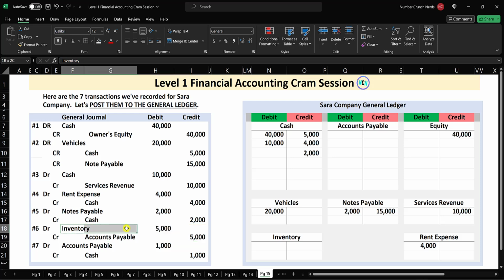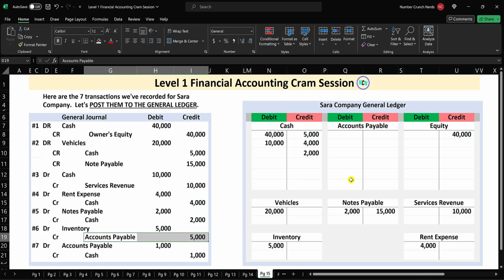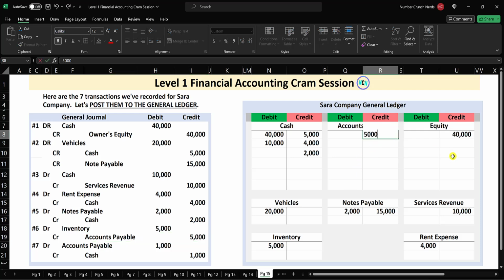Next entry. This is when she started to purchase inventory on account. So we have the asset inventory for 5,000. Assets increase with a debit. I'm going to put 5,000 right there. The other side is accounts payable. Accounts payable is a liability. Liabilities increase with a credit, and so I'm going to put 5,000 right here.